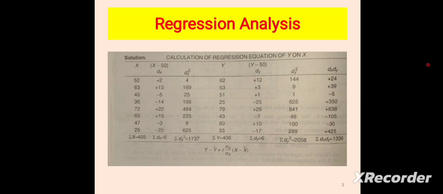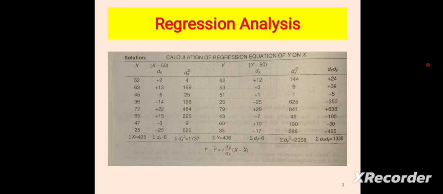Next is y, which is related to blood pressure. y is also given in the question: 62, 53, 51, 25, 79, 43, 60, 33. The total, summation of y, is equal to 406. Next we calculate the same, y minus 50, where A is the assumed mean: y minus A. 62 minus 50 is plus 12, 53 minus 50 plus 3, 51 minus 50 plus 1, 25 minus 50 minus 25, 79 minus 50 plus 29, 43 minus 50 minus 7, 60 minus 50 plus 10, 33 minus 50 minus 17. So the total summation of dy is equal to 6.